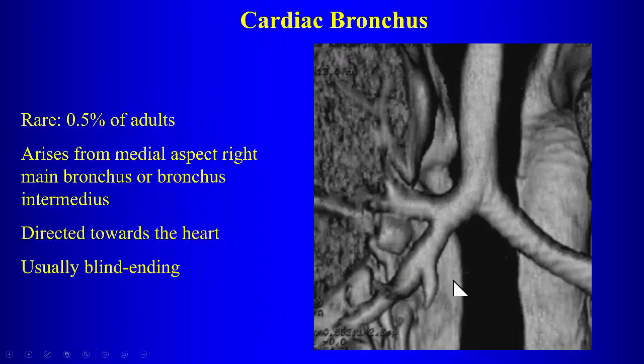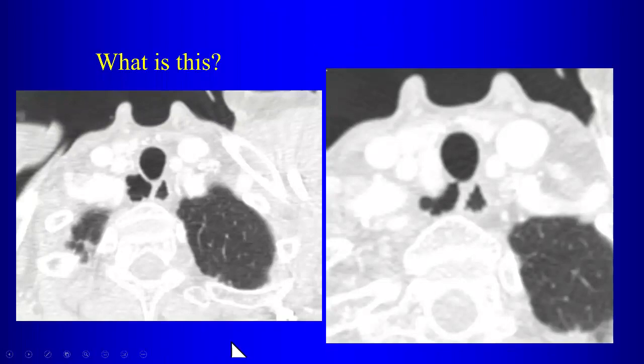Okay. So this comes off, and usually these are missed, right? But always go through the airways on a CT scan. Make it a point to always check the airways on a CT scan, and you may pick up this kind of abnormality. Tracheal bronchus, you shouldn't miss. That's fairly obvious, but this is easily missed. Usually blind-ending, it arises from the right main bronchus or bronchus intermedius.